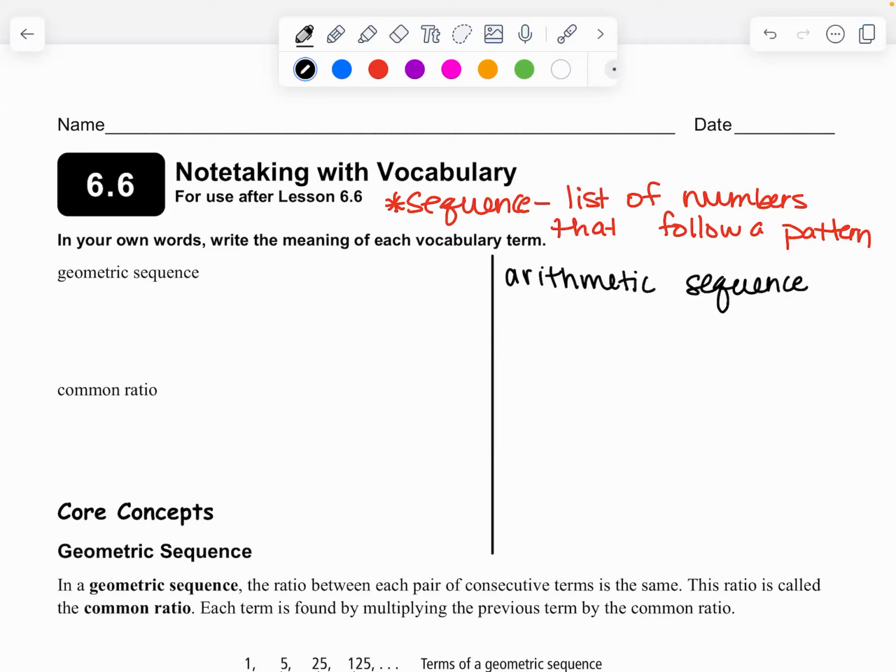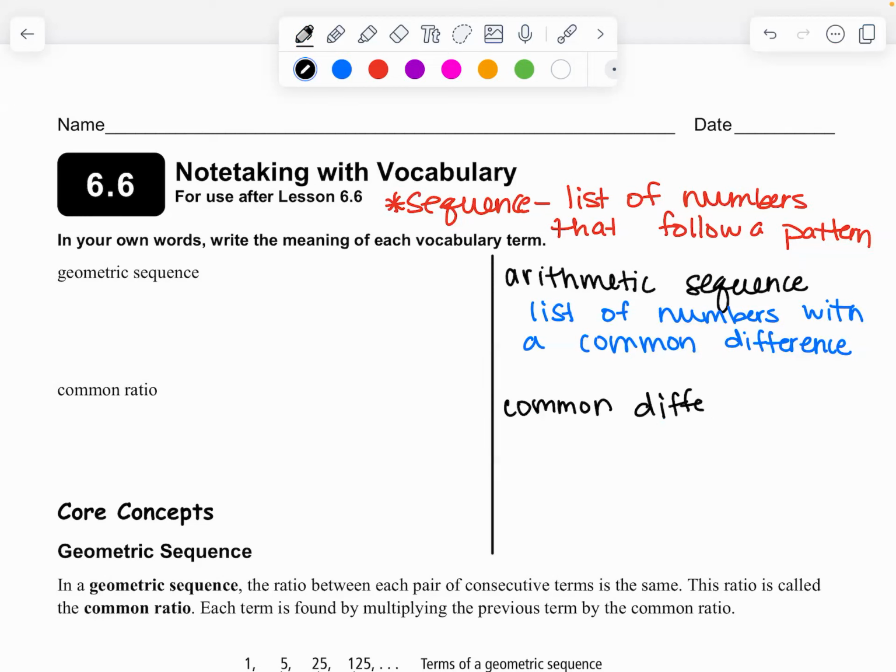Okay, so in an arithmetic sequence, we have a list of numbers with a common difference. What the heck does that mean? What do you think, Henry? Like addition, subtraction? Yes. When we talk about a common difference, we are going to add or subtract the same number over and over and over.